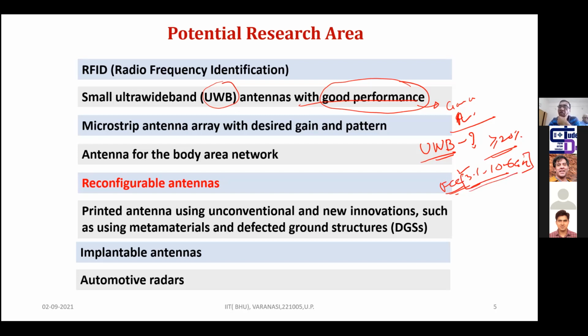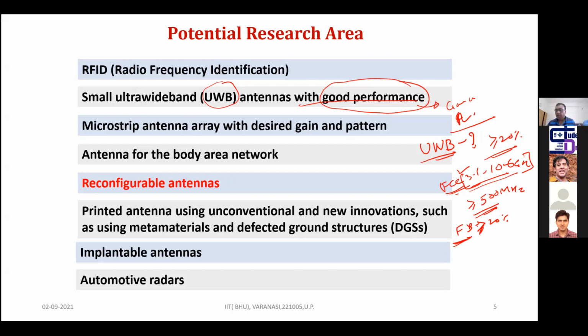A frequency band with absolute bandwidth greater than or equal to 500 megahertz can be considered as a UWB. Another definition is the fractional bandwidth, which should be greater than or equal to 20%. Fractional bandwidth is 20%, right? Yes, sir. So based on this fractional bandwidth, maybe this is good for the students.